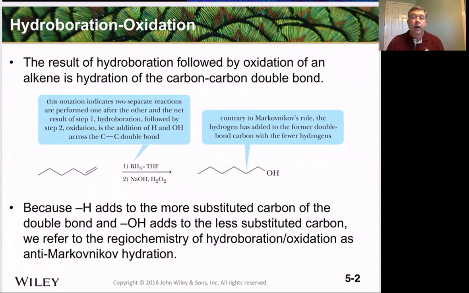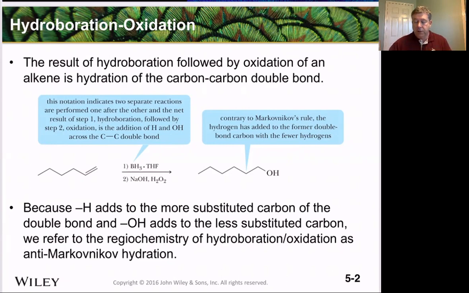Okay, so the result of this hydroboration is that we're going to add across that alkene and then we're going to oxidize off the boron compound. Because the hydrogen in this particular reaction adds on the more substituted carbon, which is the reverse of the hydration we saw before in formation of alcohols, like the addition of water across a double bond, we actually can have the OH on the less substituted carbon. So the net result of this hydroboration-oxidation reaction is that we get an anti-Markovnikov hydration.